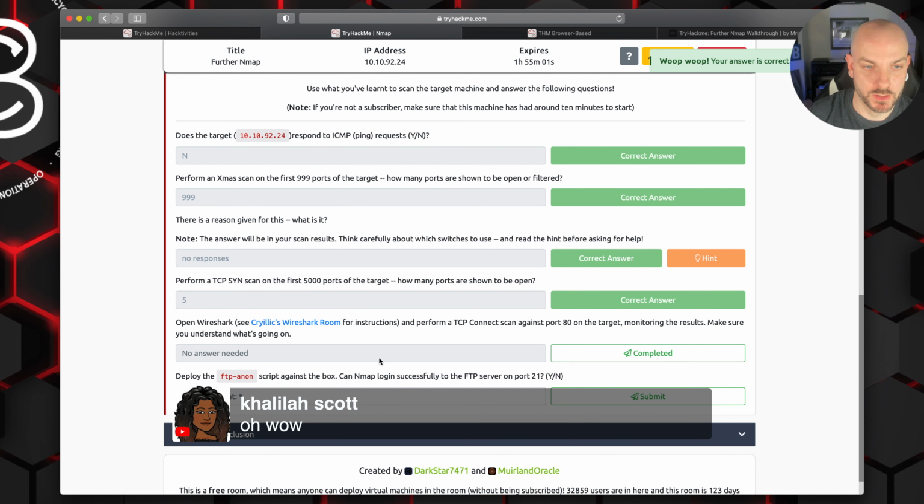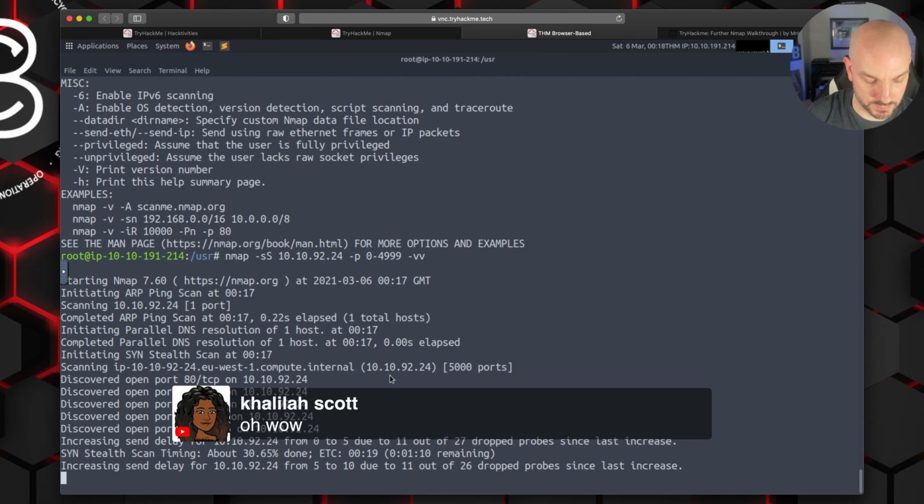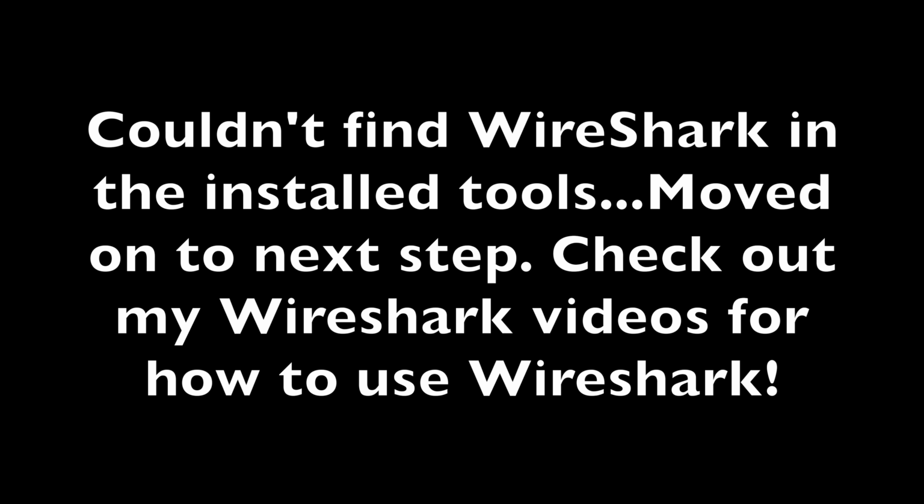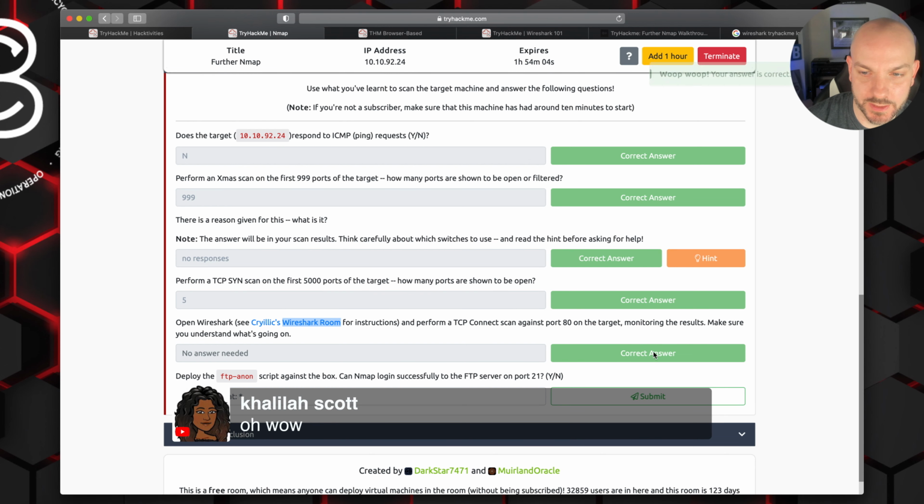Yeah, cool. Okay, open Wireshark and perform a TCP connect scan on port 80 to the target. Monitor the results. Okay, so we'll just say completed there.